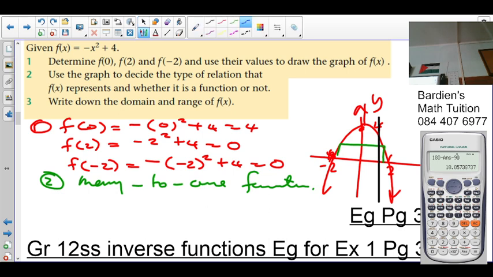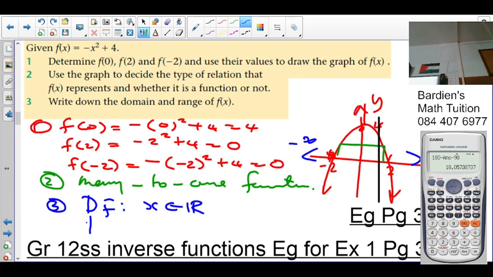And in question 3, we are asked, write down the domain and the range of f of x. People say, what is the domain? Domain is all possible x values. Can you see that this graph goes all the way to negative infinity and to positive infinity? Not so? So what can we say about our domain? Domain says x is an element of all real numbers. Okay, we all agree with that.